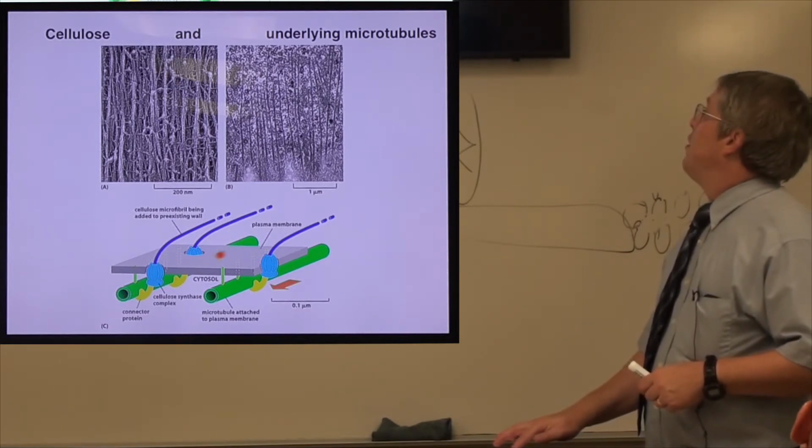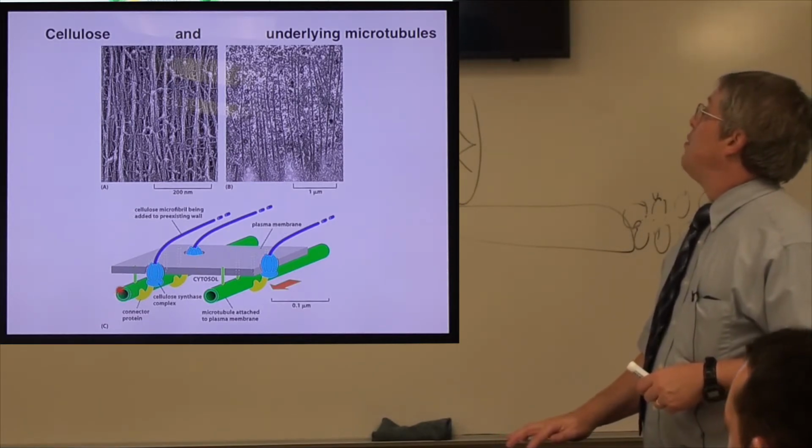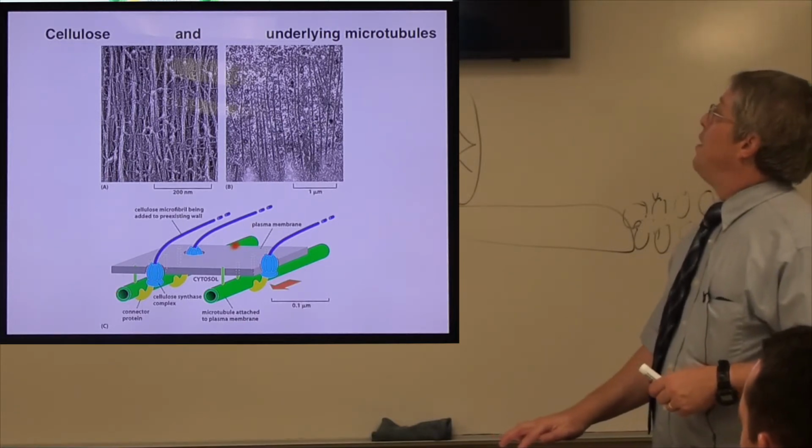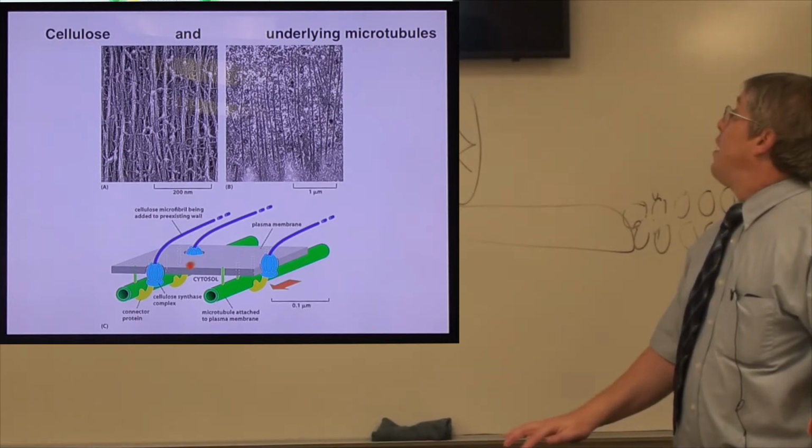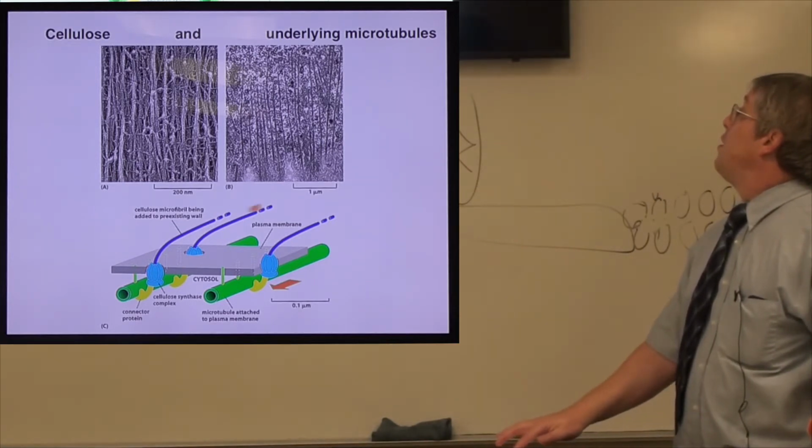So what the cell has to do is put its microtubules inside in exactly the same pattern it wants its cellulose outside. And then these enzymes just move down the tracks and lay down the cellulose on the outside. And so however the tubules are on the inside, the cellulose follows.